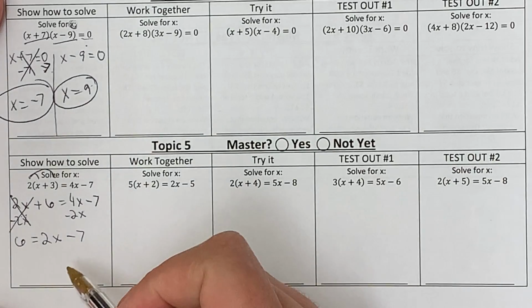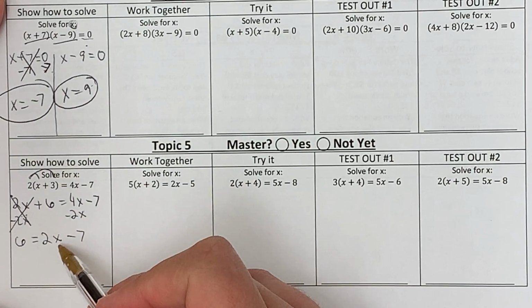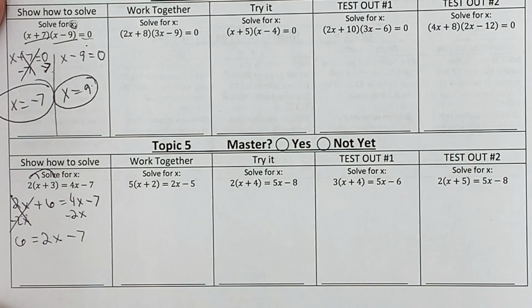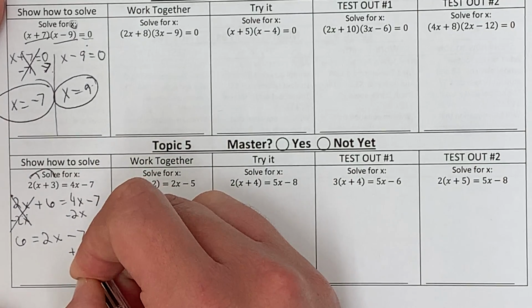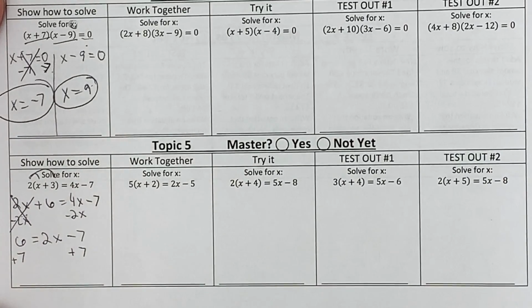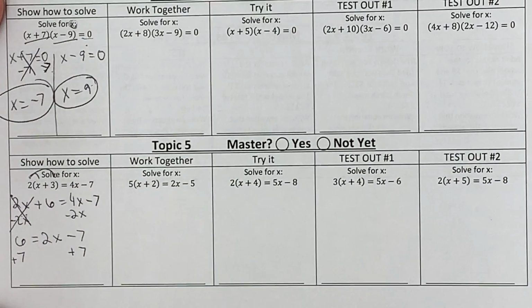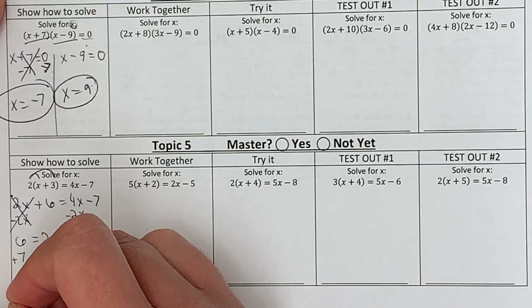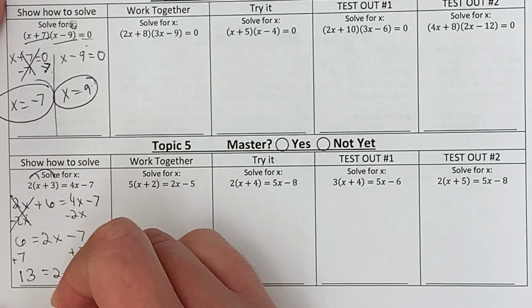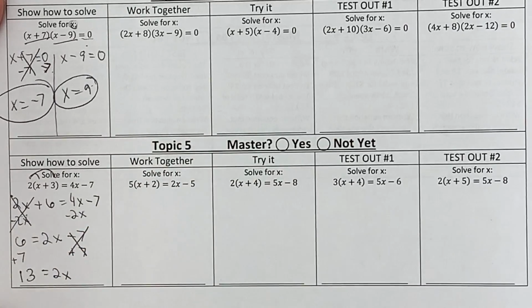All right, now I've got all my x's on one side, but I need to get rid of that 2 and that -7. So I'm gonna get rid of that -7 next. Well, the opposite of a -7 is to add 7, right? So we're gonna add 7 over here, and we're gonna add 7 over here. 6 plus 7 is gonna give me 13 equals 2x, and then those canceled out.